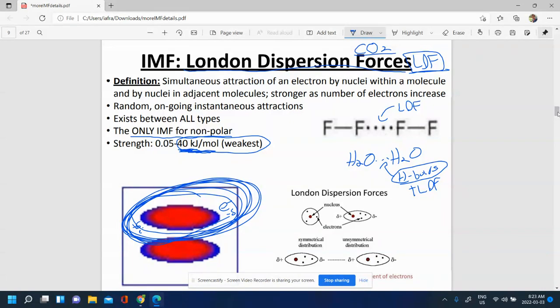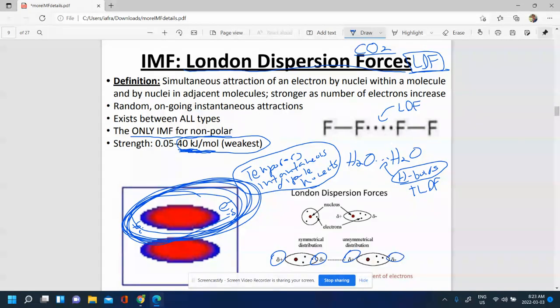So we call these little temporary, or sometimes instantaneous, dipole moments. They happen in all molecules because electrons constantly move around. So for a brief moment of time, an atom that did not have partial charges will, just because the electrons move around. So you can see that here. And when that happens for a brief moment of time, it's going to be attracted to another molecule or substance that happened to. And that's going to be the LDF.